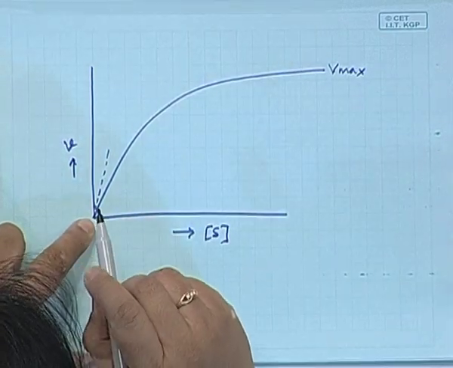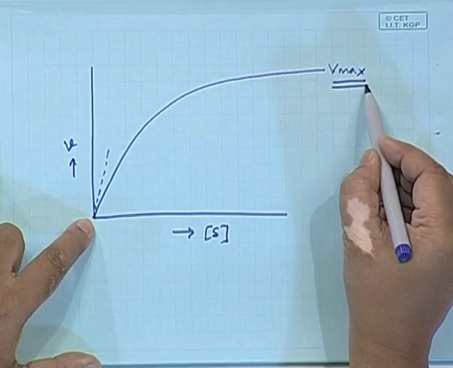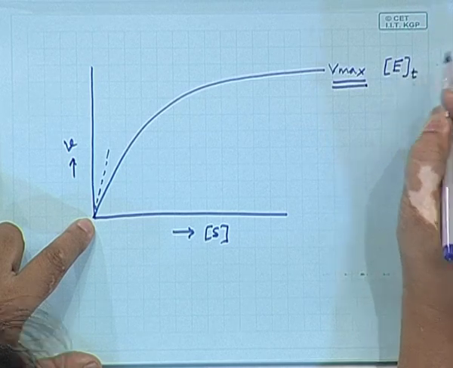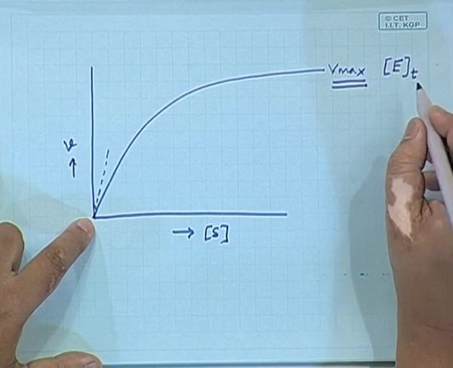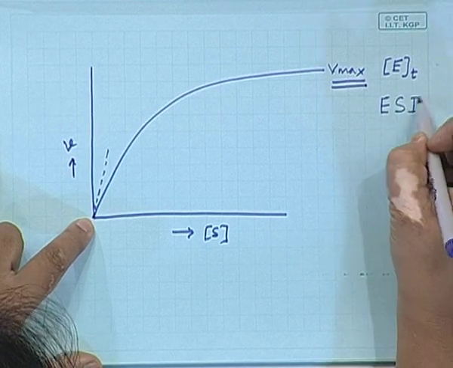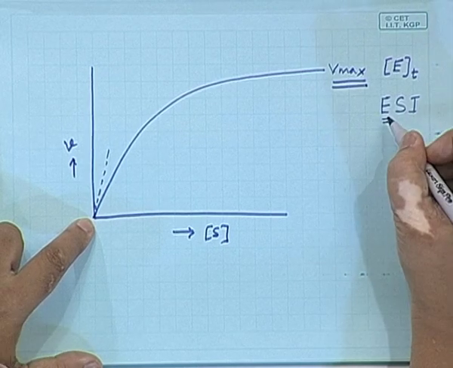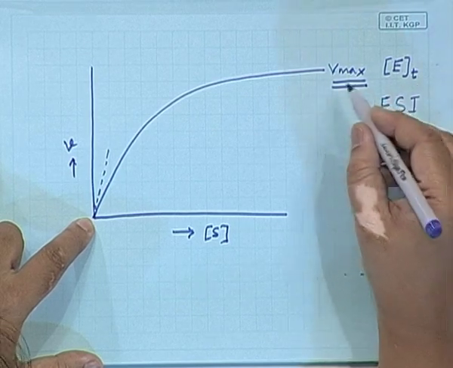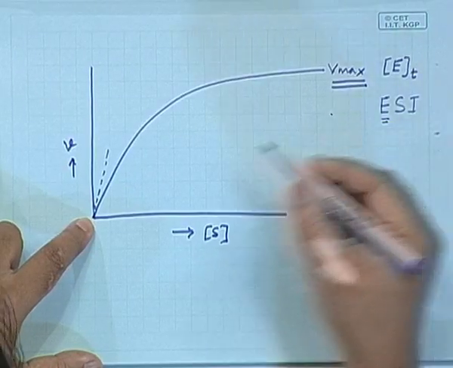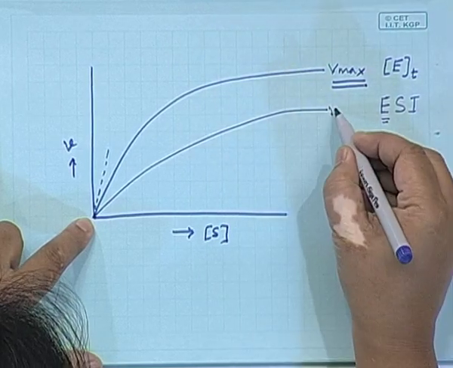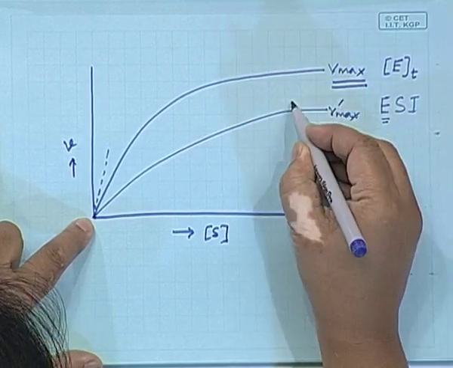In the competitive case, what happened? It reached the Vmax. Why? Because the total enzyme was available. In this case, if this ternary complex is formed somehow, all the enzyme is never available for the total amount of reaction to go. So, you never reach this Vmax. You reach a lower value here. So, this is the Vmax reached with the inhibitor.